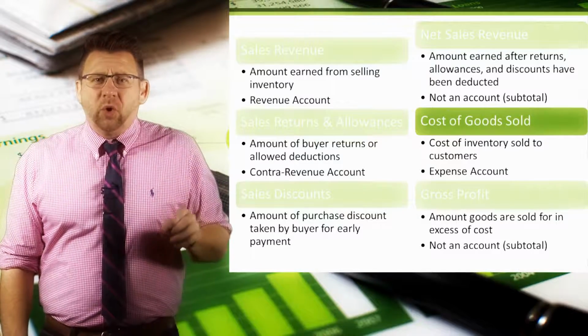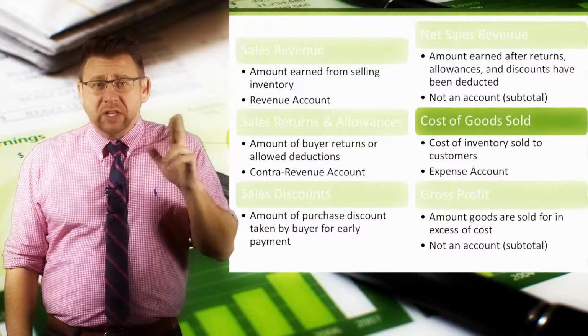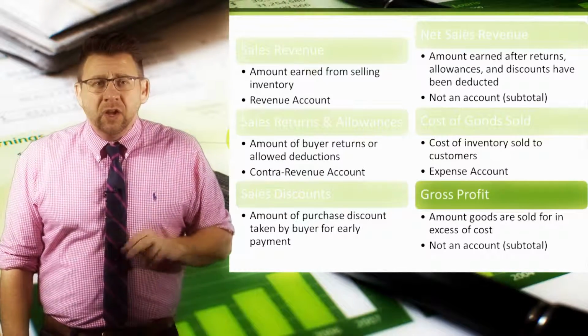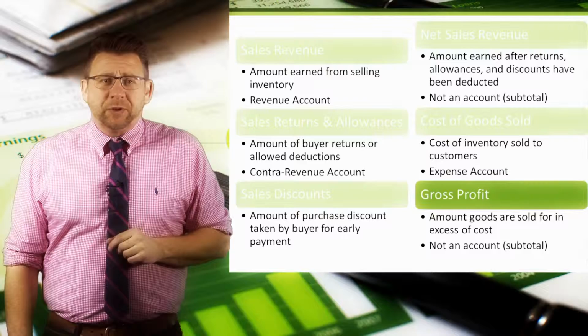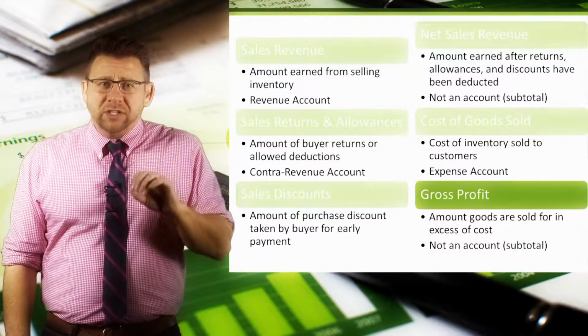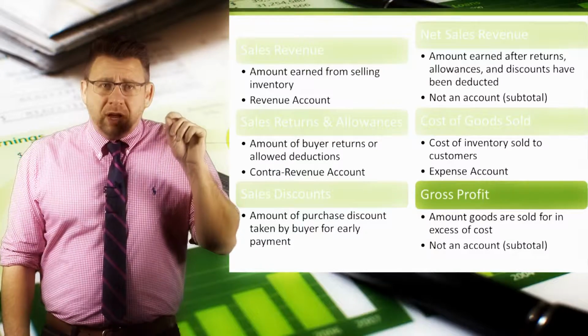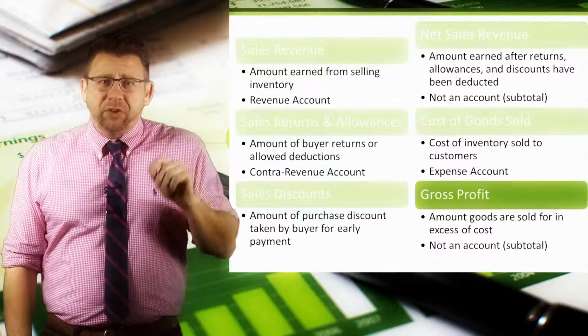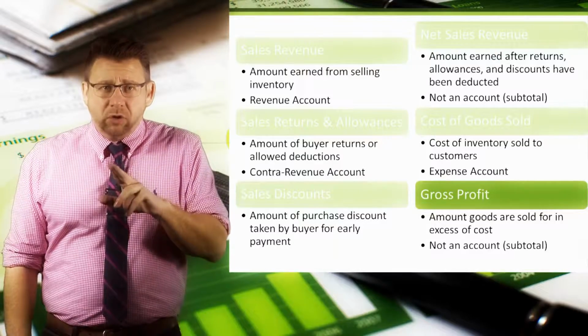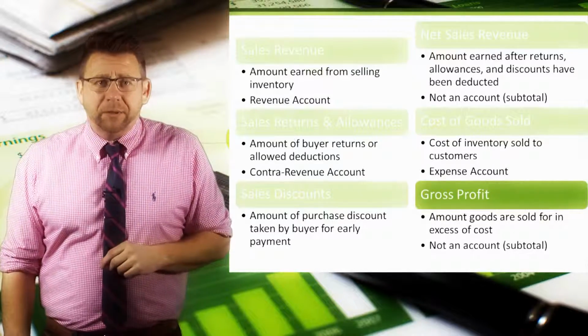Cost of goods sold is the cost of inventory sold to the customers. It's an expense account. Gross profit is a new term as well. It is the dollar amount goods are sold for greater than the cost of the goods. It is not an account, but rather a subtotal. Again, more on that in a minute.